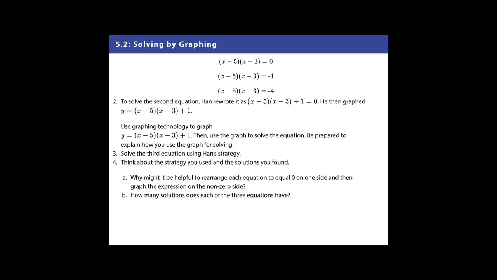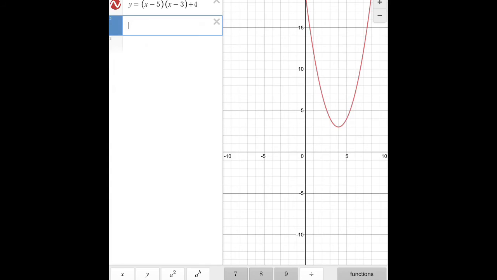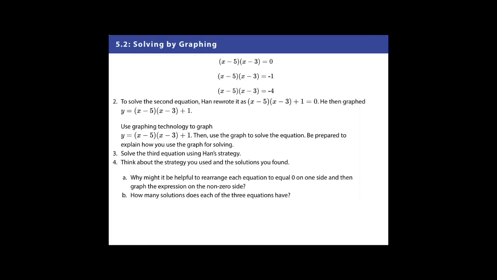Number 3, solve the third equation using Han's strategy. And so that would be y equals x minus 5 times x minus 3 plus 4. So if we graph that, there is no x-intercept, so there are no solutions for this. And then number 4, think about the strategy you used and the solutions you found. Why might it be helpful to rearrange each equation to equal 0 on one side and then graph the expression on the non-zero side? So when a quadratic expression is equal to 0, we want to find the unknown values.